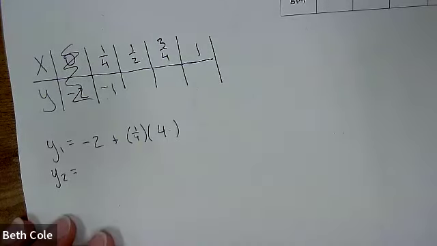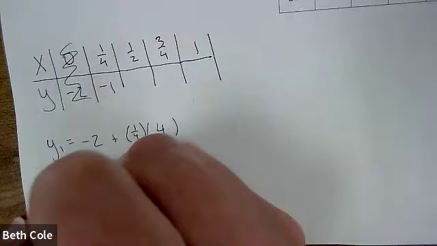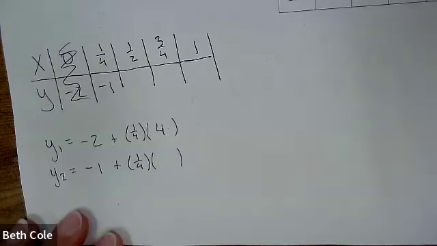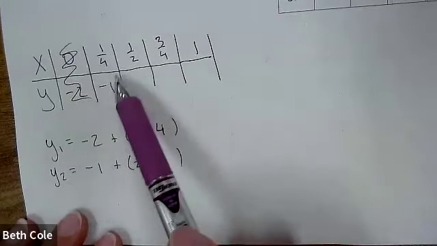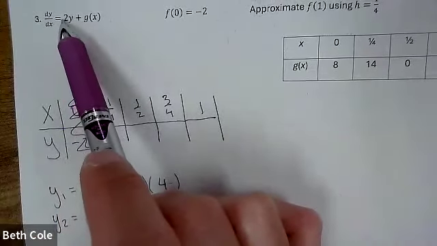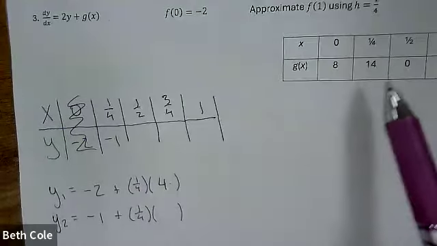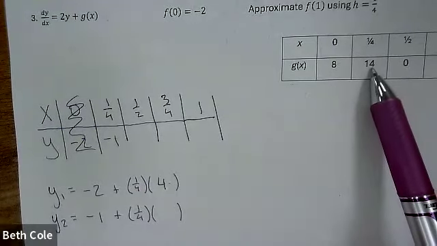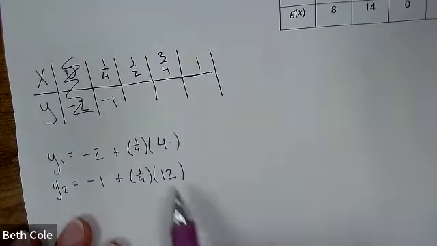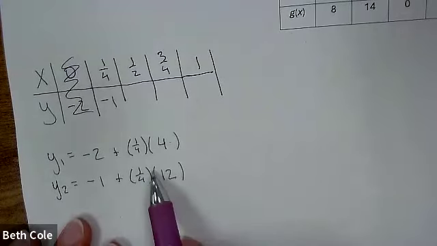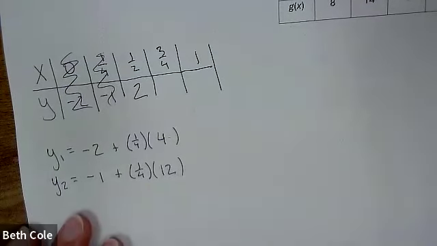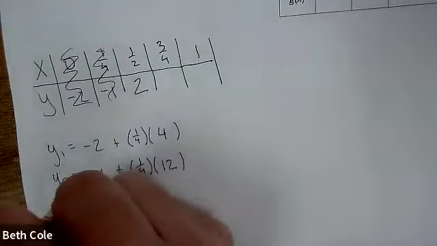All right, 3 more times. Y sub 2, you're going to start with -1 plus 1/4 times the derivative at the previous point. So you're going to plug in 1/4 for x and -1 for y. So if y is -1, this will be -2 plus g of 1/4, which is 14. So -2 plus 14 is 12. 1/4 of 12 is 3 minus 1 is 2. Scribble out the previous one.